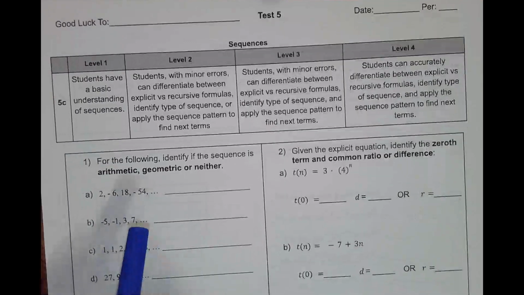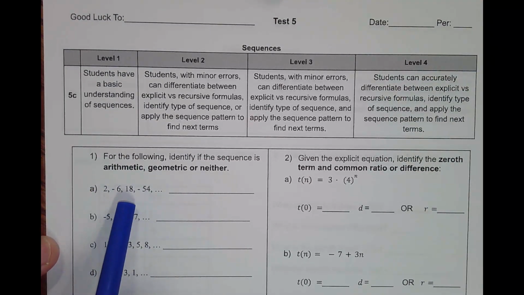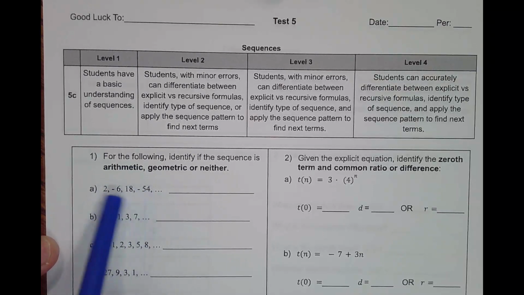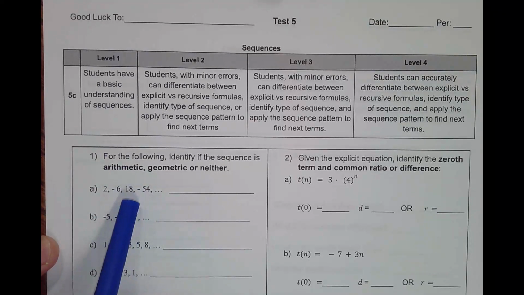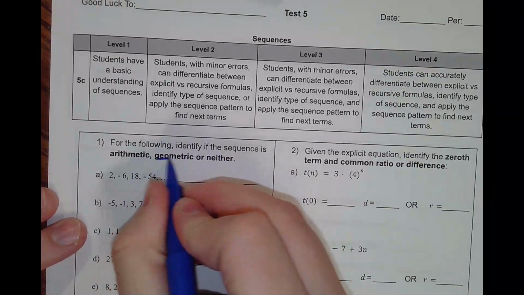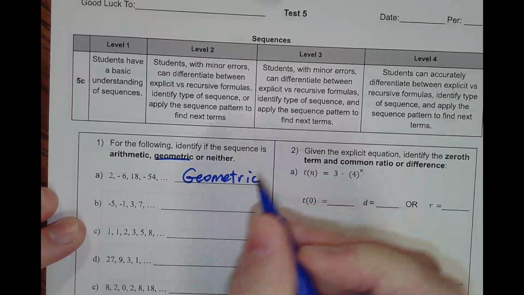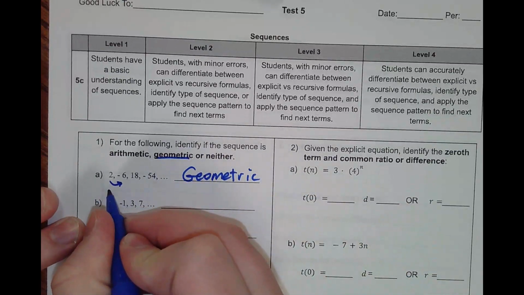For the first one, we're going to recognize that this thing is going from positive to negative to positive to negative, meaning there's no way we can add a number and get the next term consistently. So this one is going to be geometric, with an actual multiplier of -3.